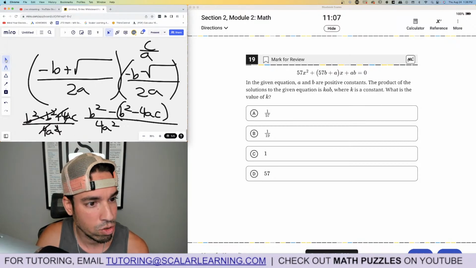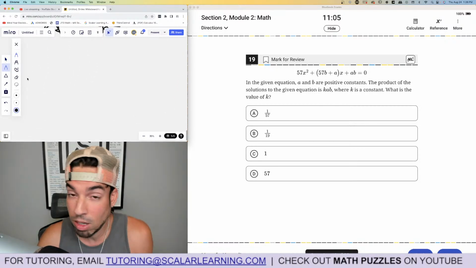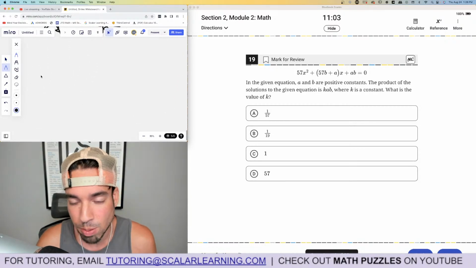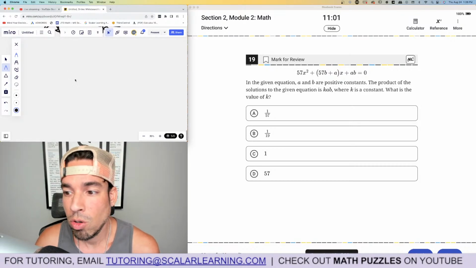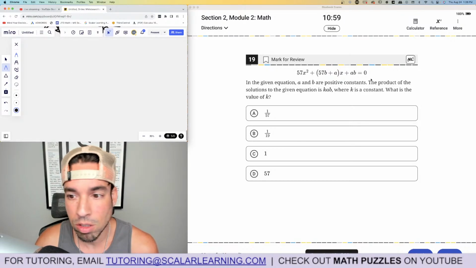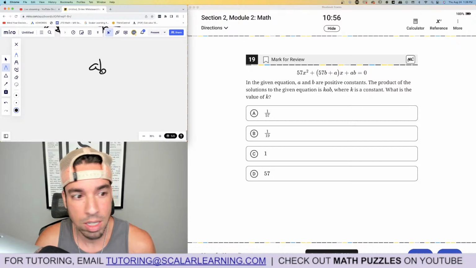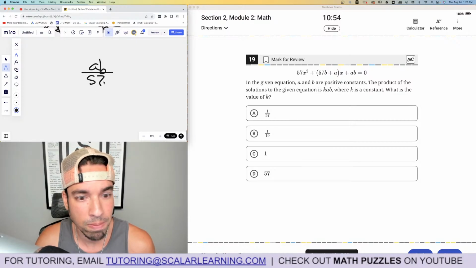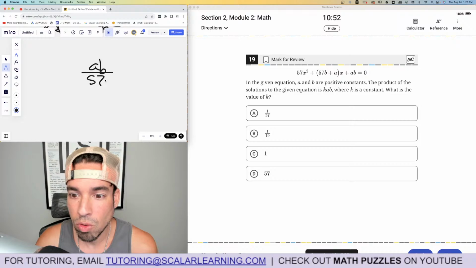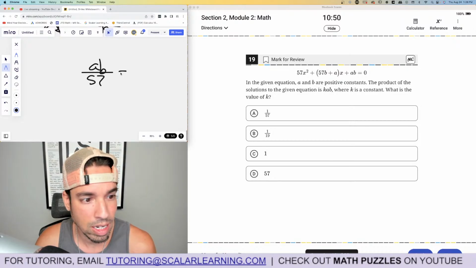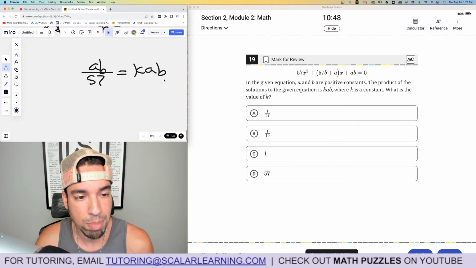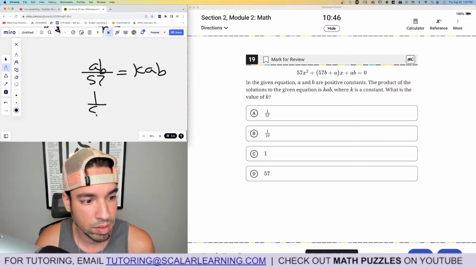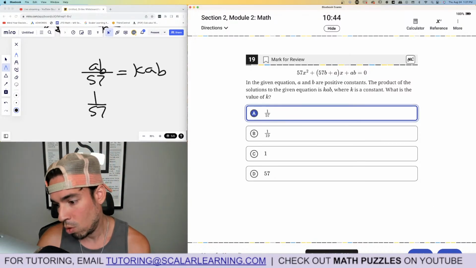Yes. Okay, so you see how I derived it? But that's one that I usually don't teach. But there you go. Digital SAT, I guess it could happen. So the product of the solutions is k, and the product of the solutions here is c over a, which is c is ab, a is 57. So the product of the solutions is equal to k a b. So obviously k is 1 over 57. Man, woo, that's a tough one.